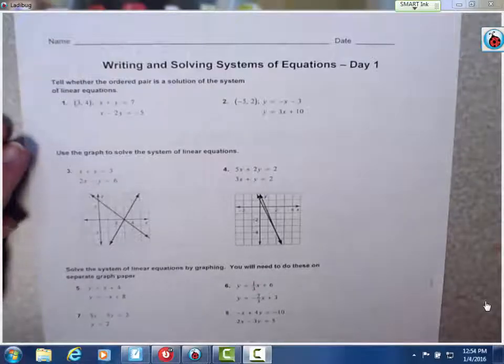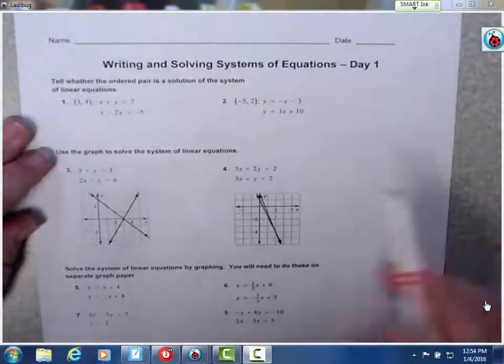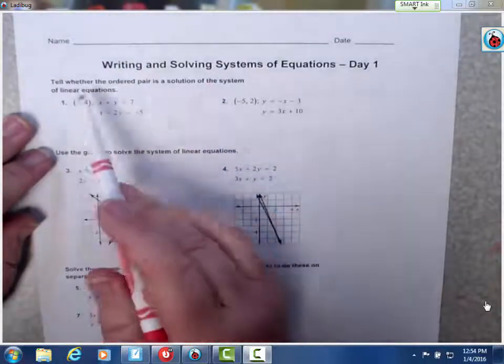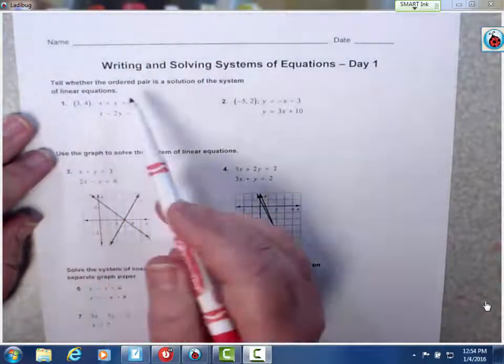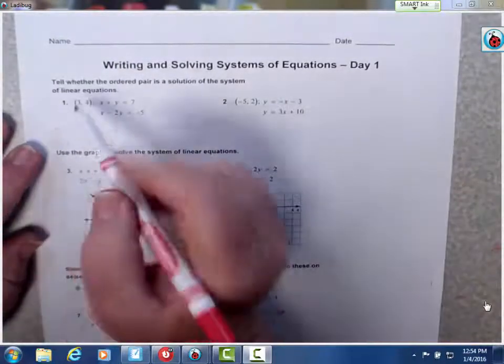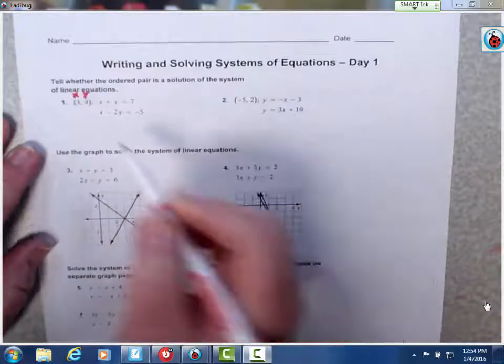Okay, so we're going to write and solve systems of equations, day 1, and this was by graphing. We're going to start with question 1. It says, tell whether the ordered pair is a solution of the system of linear equations. In order to tell if it's a solution, we have to substitute the x and the y value into the equation and see if it gives us a true statement.